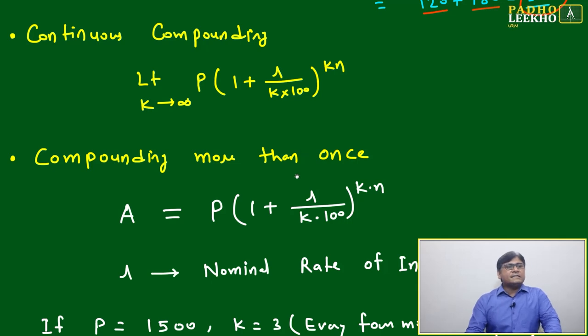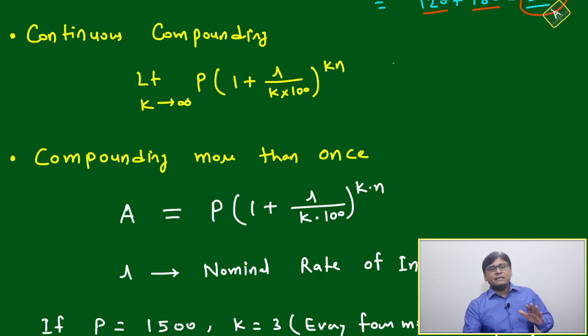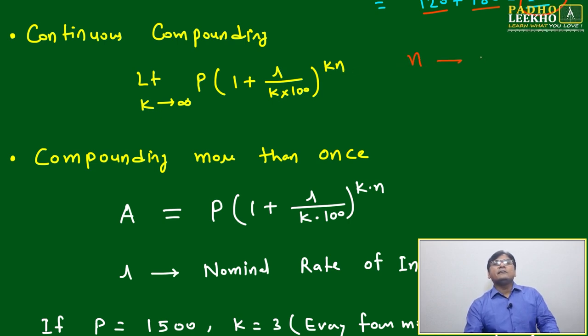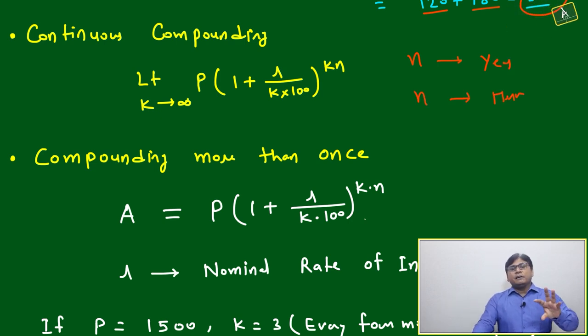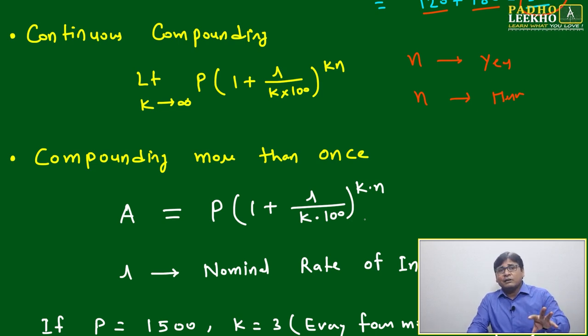To the next understanding related to compound interest, one is called continuous compounding. What is continuous compounding? Generally we take N in years. Now for EMI, we take N in months. We have just derived one of the mathematical conditions.